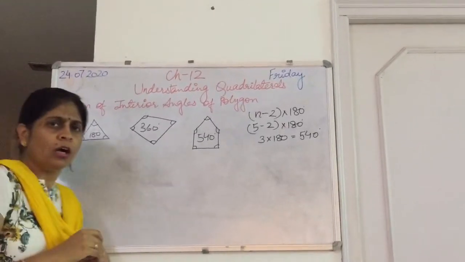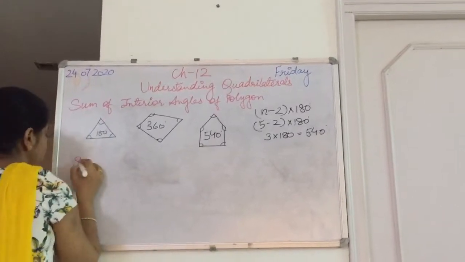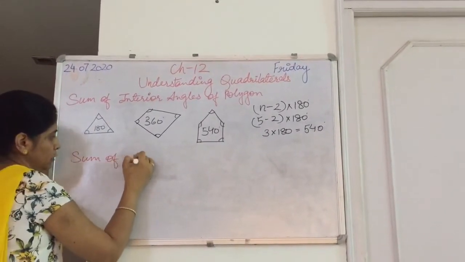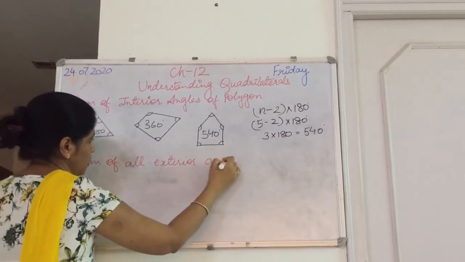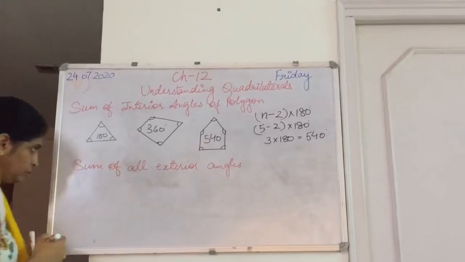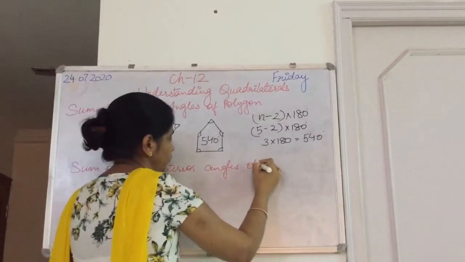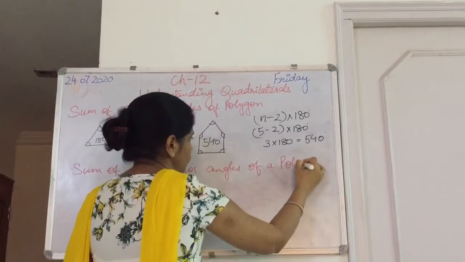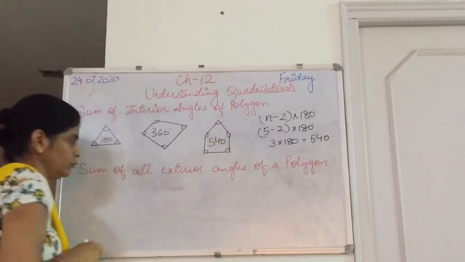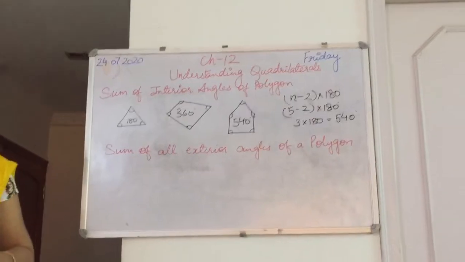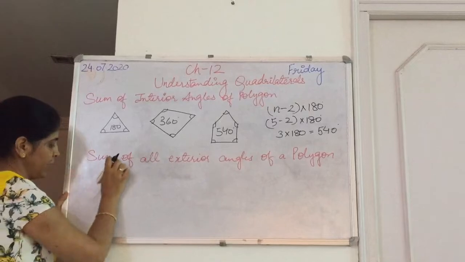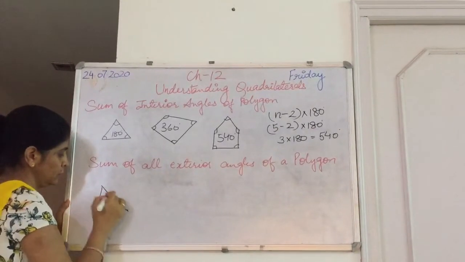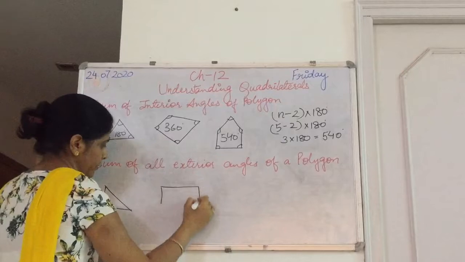Fine. Let's talk about the exterior angles. How to find out the sum of all exterior angles of a polygon. Now I am taking two examples. Let us make a right angle triangle, and here I am making a rectangle.